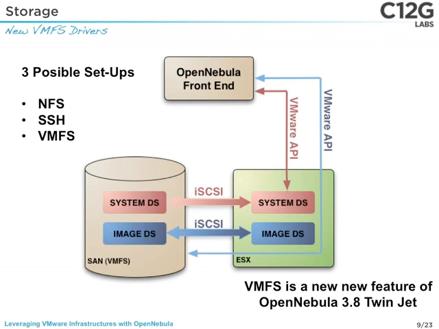And OpenNebula will use these data stores to stage the images into the ESX hypervisors. The advantage of having the same data store mounted by different ESX is that you can migrate the virtual machines between them, and also it allows OpenNebula to achieve a quick deployment of new virtual machines, because the images are already accessible by ESX. So that's the NFS setup.